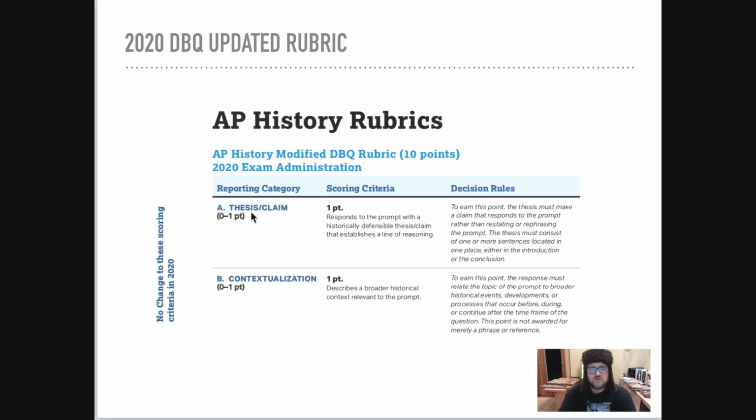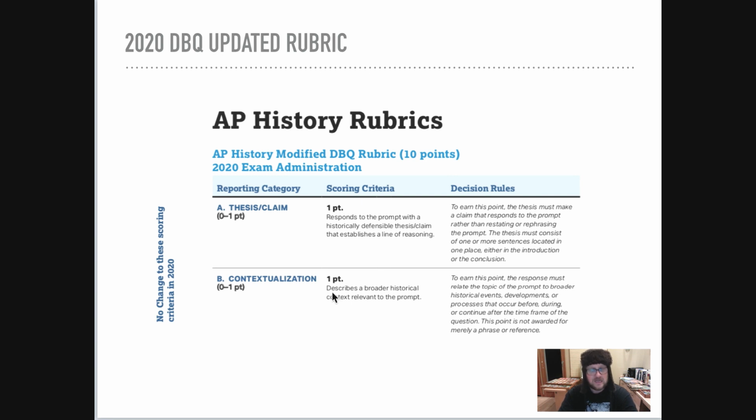Okay, the first 2 points are exactly the same. No changes, no differences. The same processes of looking at things are going to be exactly the same to get your thesis point. It's a 1-point thesis. You must answer the whole prompt with a historically defensible claim or thesis and a line of reasoning behind it. That means you have to show some argumentation, and you must include the whole prompt within your thesis. Again, not just restating it, but the whole aspect of the prompt.